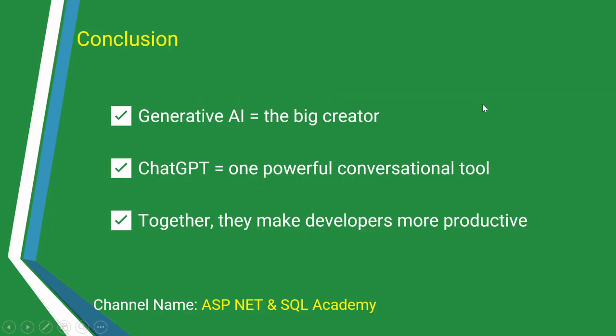To sum up, generative AI is the creative engine, and ChatGPT is one of its most powerful tools. As ASP.NET developers, combining both helps us code faster, think clearer, and stay ahead in this AI-driven era.